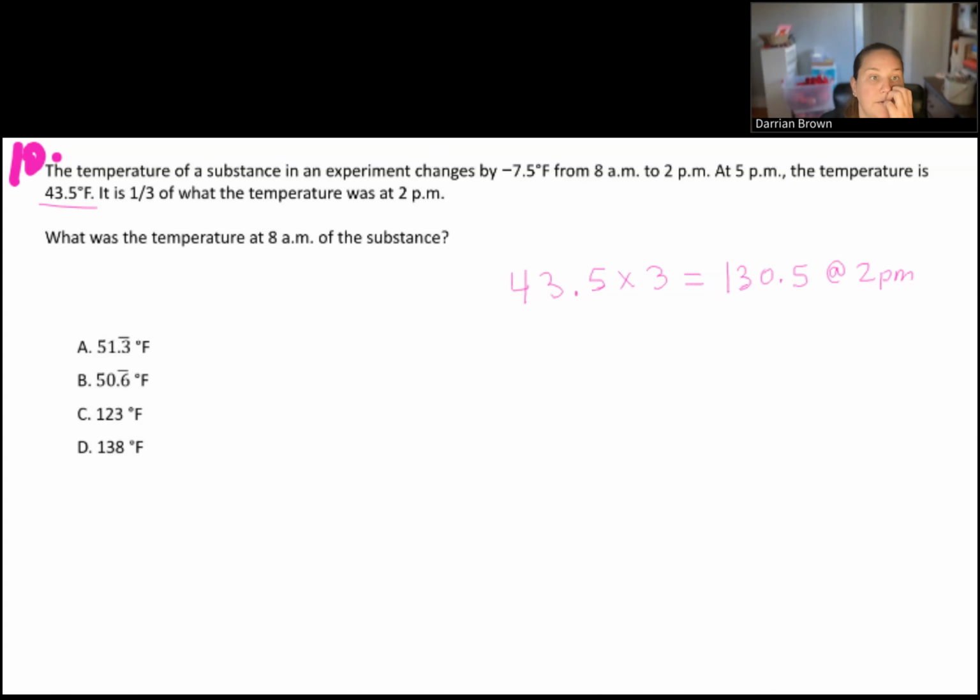However, it wants to know the temperature at 8 a.m. So let's go back to the beginning of our problem. It says the temperature dropped by 7.5 degrees from 8 a.m. to 2 p.m. So this 2 p.m. temperature, 130.5, is 7.5 degrees less than it was at 8 a.m. So if that's what it was, 7.5 degrees less, we need to add that 7.5 degrees back to see what it was before it dropped that 7.5 degrees. So y'all add that together and tell me what you get.